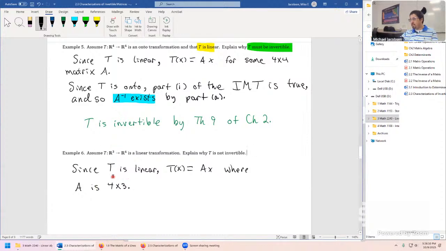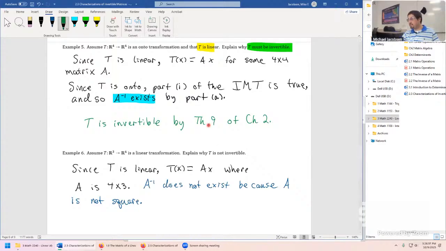But even if I said 3 by 4, that's just a small mistake. It's not the critical thing. The critical thing here is that A inverse does not exist because A is not square. It has a different number of columns and rows, and that means we're done.